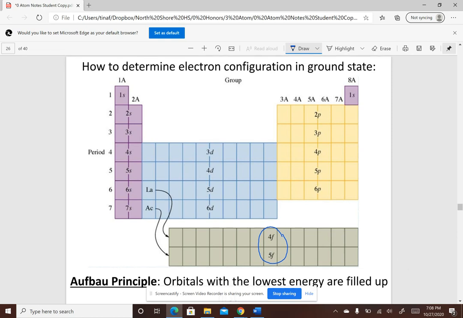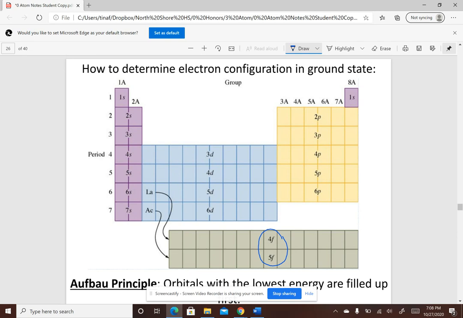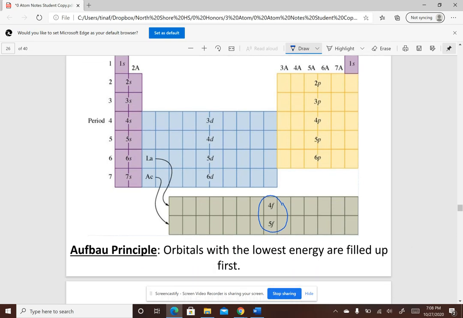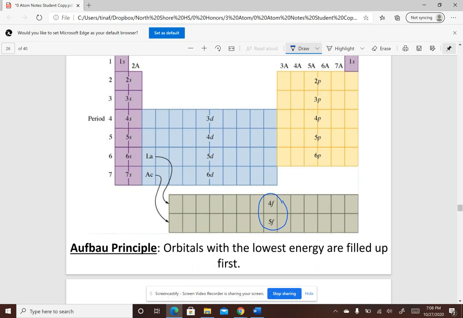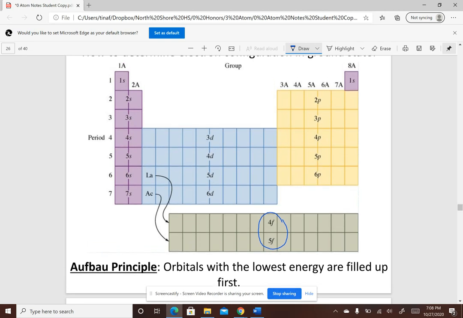Okay. And basically the electrons fill up in order. So this is the Aufbau principle. Orbitals with the lowest energies are filled up first. So the closer the electron shell is to the nucleus, the less energy it has. And the electrons fill in from the inside out.